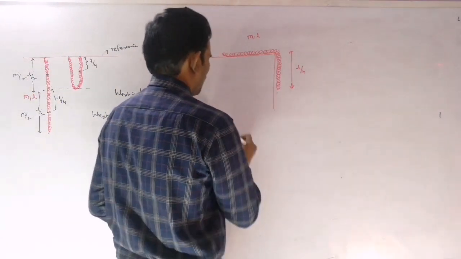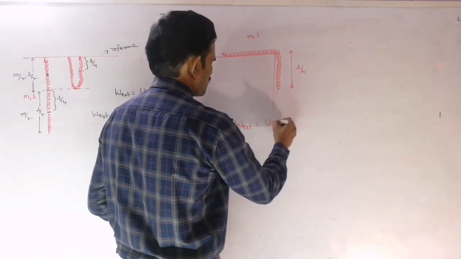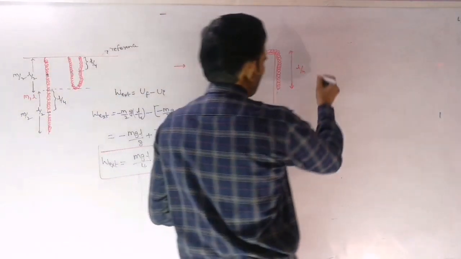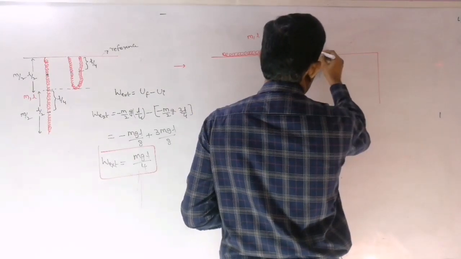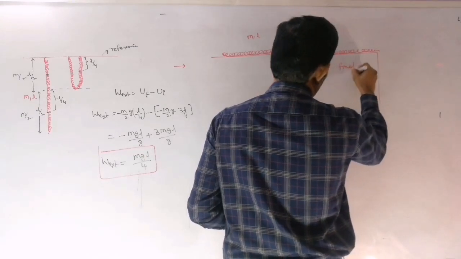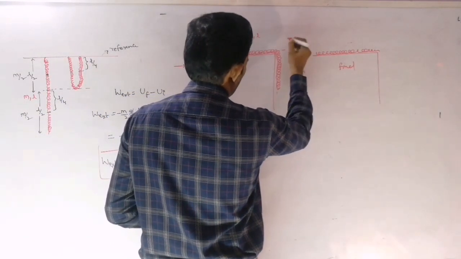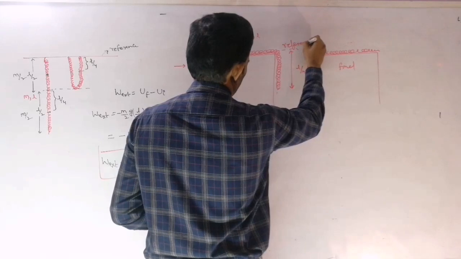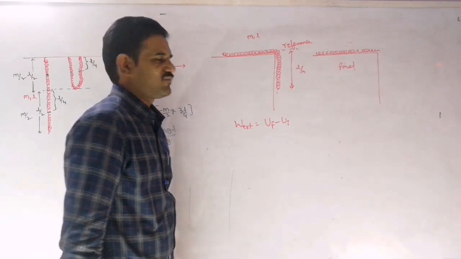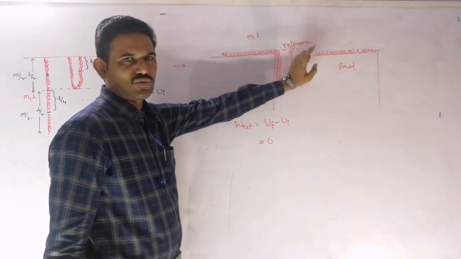So now for this, our work done by the external agent is equal to the change in potential energy, final potential energy minus initial potential energy. Initially the situation is like this, and finally the total chain is on the table only. Right? This will be the final situation here. So let us take the table itself as a reference level. Is it clear? Then the final potential energy of that system is 0, because finally the chain is on the table.